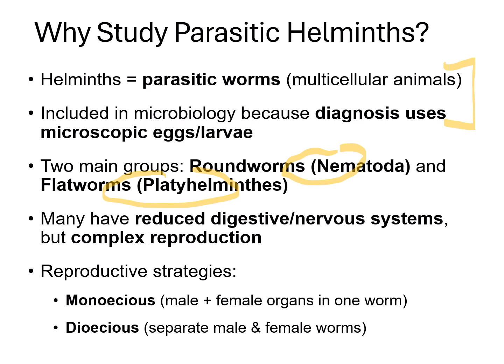So these worms often have reduced digestive and nervous systems, but often still have a pretty complex reproductive system involving more than one host. Looking at their reproductive strategies, some species will be monoecious, and that means they have both male and female organs in the same individual. So one worm will have both male and female reproductive organs. Others are dioecious, and that means there are separate sexes, separate male and female worms. And why do we care? We care because we want to know which ones are able to lay and spread their eggs and thus transmit the disease to other hosts.